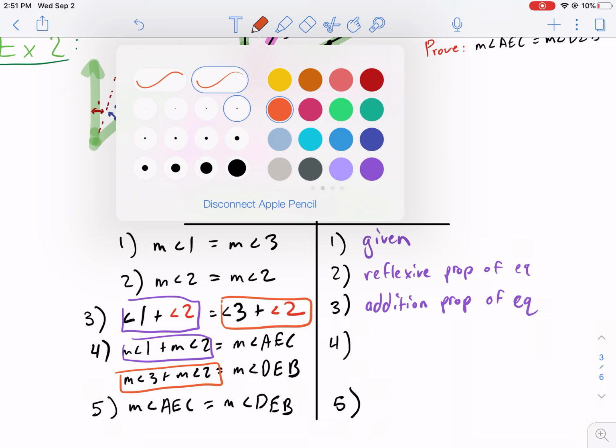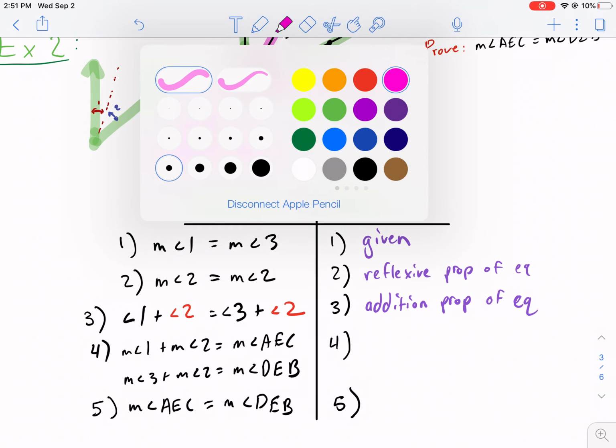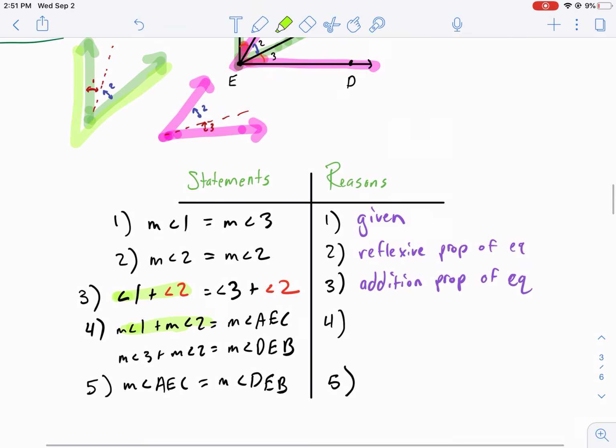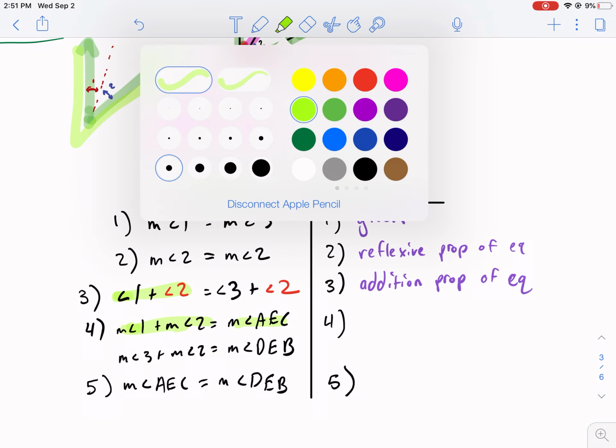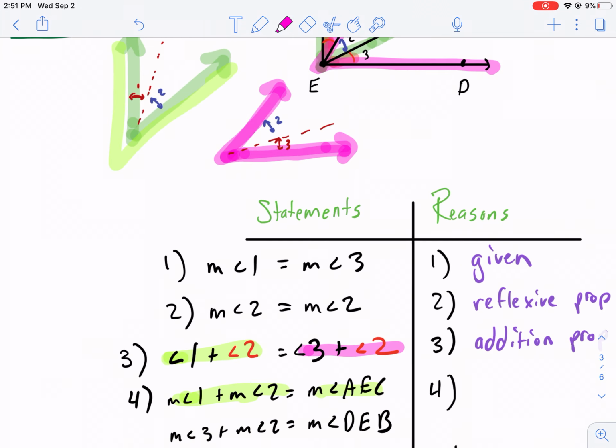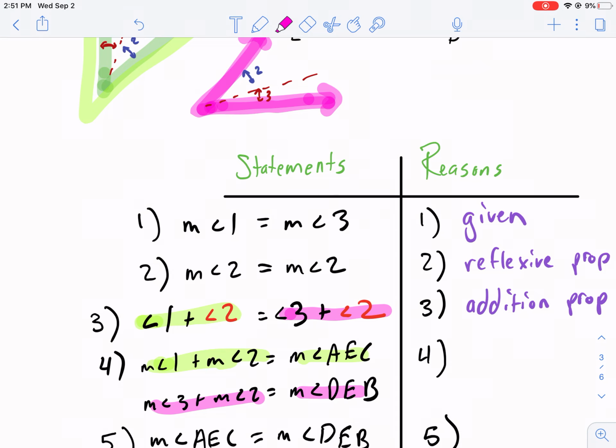Really I should have changed this to pink. Can I go back and do that? Okay, so hold on a second. Check this out. This is going to be really cool. Here I'm going to use the highlighter. Here we have angle 1 and 2 added together, and that's going to add up to this green angle. Dang it, I used a different color green. All right, you get the point. That's AEC. Then we have the pink guy. This one I'm going to get right. 3 and 2 add together. Notice how 3 and 2 add up to give you DEB.